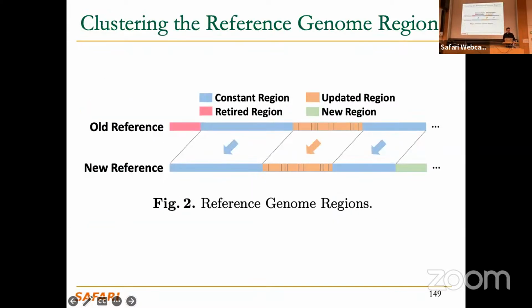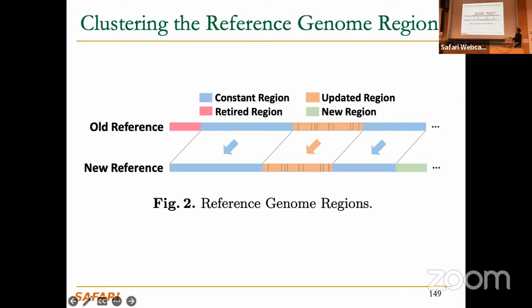So this is the illustration of potential changes that we may have in the new reference genome. I assume this is your old reference genome and this is the new reference genome. And we label mainly 4 parts. The first part is the constant regions. Those are the regions that do not change at all. They stay exactly the same in terms of their base content.